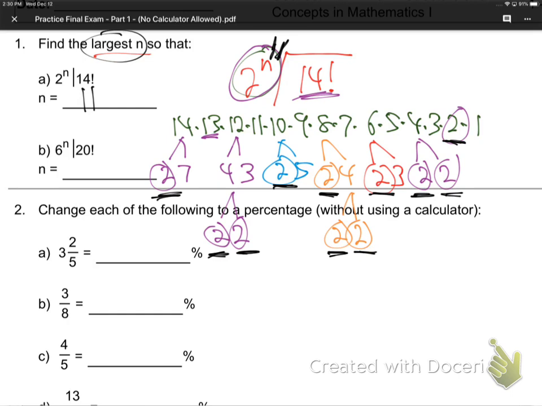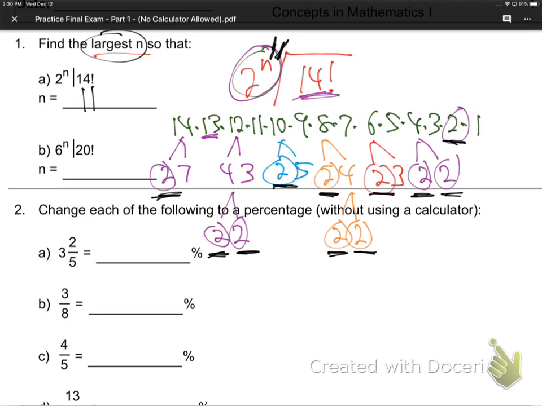2 to the 11th is the largest power you could put on there and have it divide in. If you did a 12th power, 2 to the 12th would not go in because there's not 12 2's in there. There's 11 2's. So you could do 11 or any number less than that and it would go in. 11 is the largest number. Does that make sense? What we're doing there? Okay, and then B is harder. Questions so far?